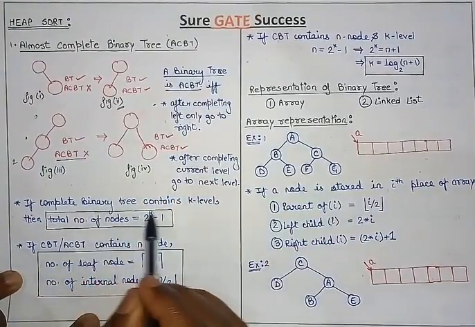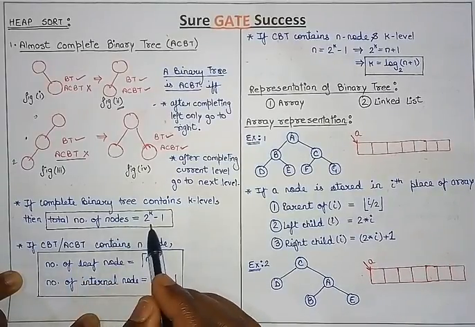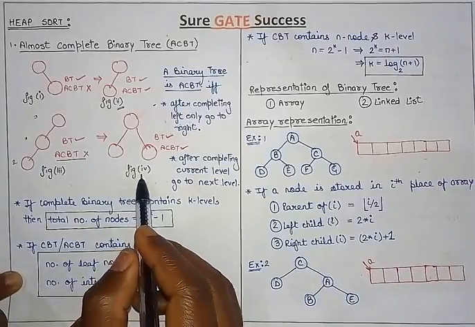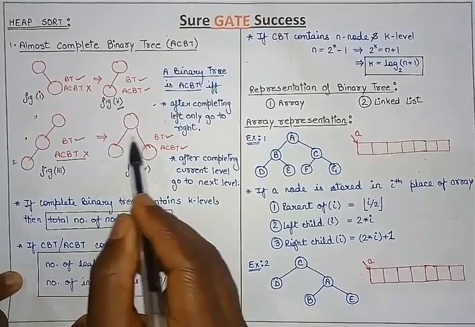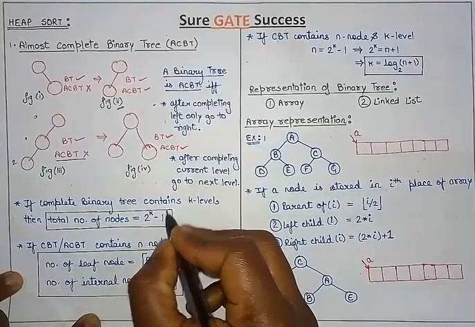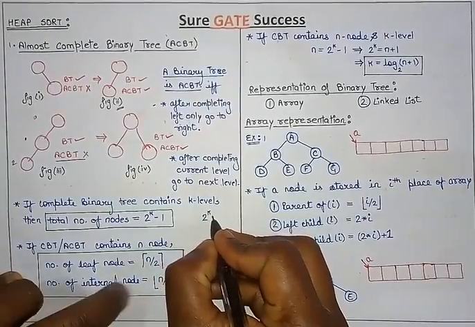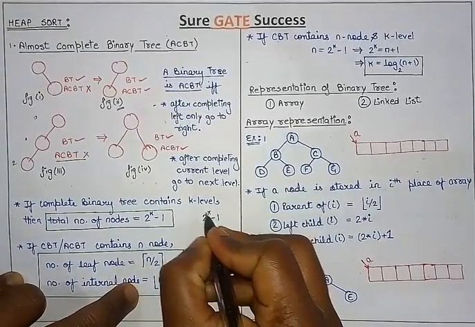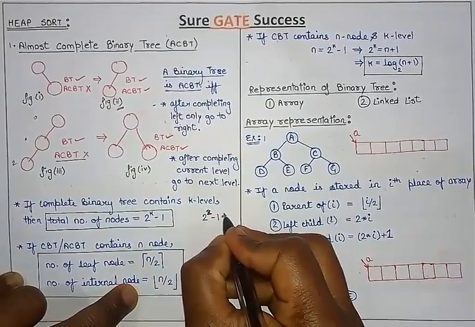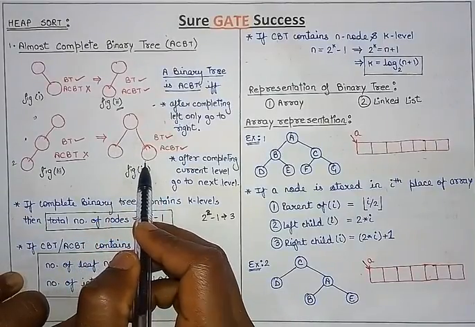If a complete binary tree contains k levels, then the total number of nodes will be 2 to the power k minus 1. See in the fourth figure there are 2 levels. So if we put it in figure 4, k will be 2, so 2 to the power 2 minus 1 will be 3. So the total nodes are 3.